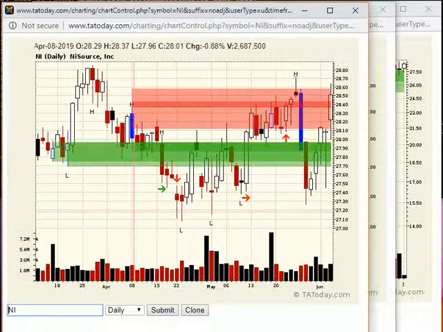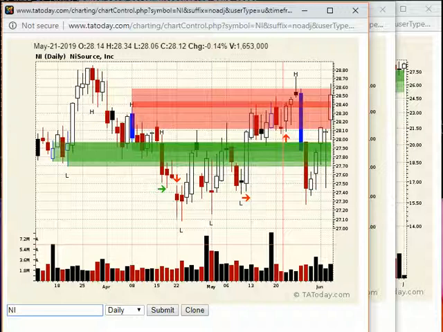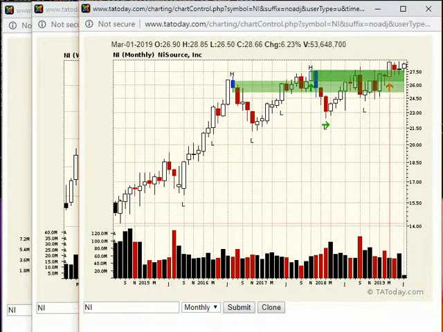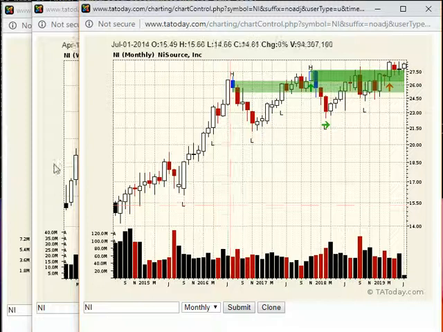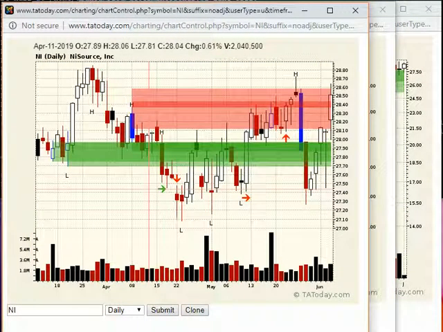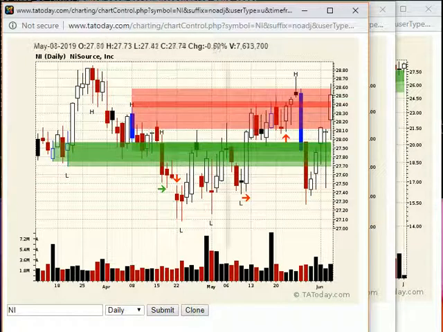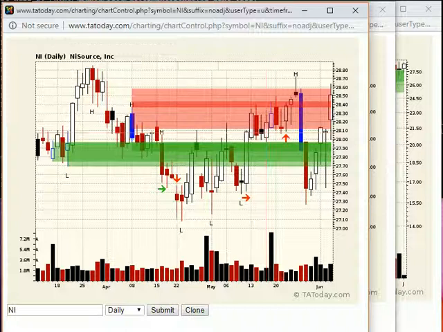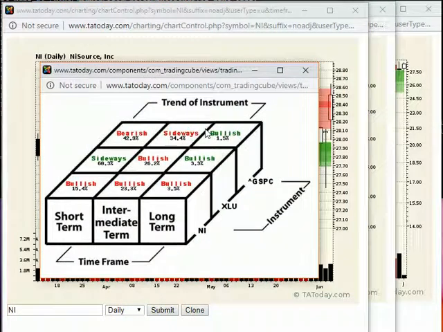NI, nice source. Yeah, I posted this one. It's a utility stock. Huh. Okay. Especially bullish. It's a little bit overdone on the daily, but the weekly is what I was looking at too.